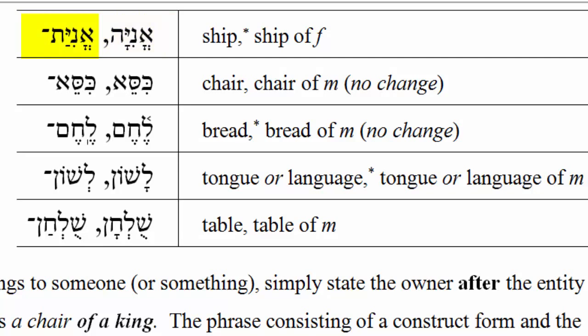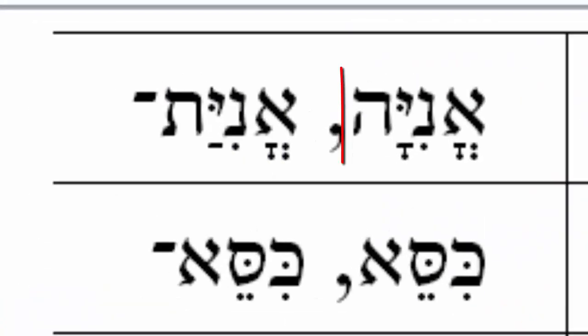After the comma, moving to the left, it's still a singular noun, oniyat, but notice the ending. Instead of kametz he, it is now patach tav. This is the form that would indicate possession. Instead of ship, it means ship of whatever noun follows. While the first form is known as the absolute or unbound form, the second is known as the construct or bound form. Bound meaning it is connected to what follows.